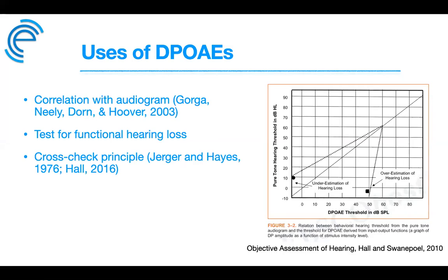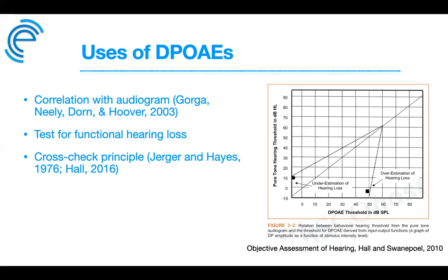But it is still a useful tool to use, and it can be used better in the cross-check principle that was first described by Jerger and Hayes in 1976, and also by James Hall, who stresses a lot on it. Essentially, when we're trying to diagnose hearing loss, especially in pediatrics, it would be better to have more than one test done, so that we can have a more accurate and prompt diagnosis of any auditory dysfunction and not miss or rule out anything.